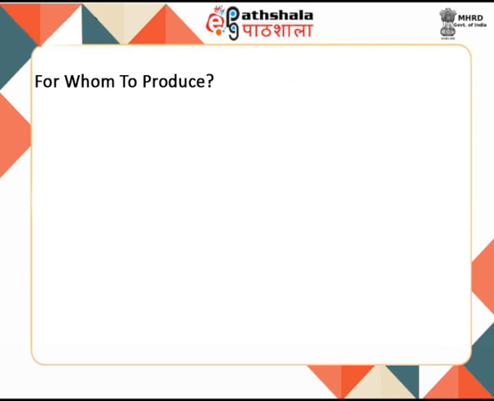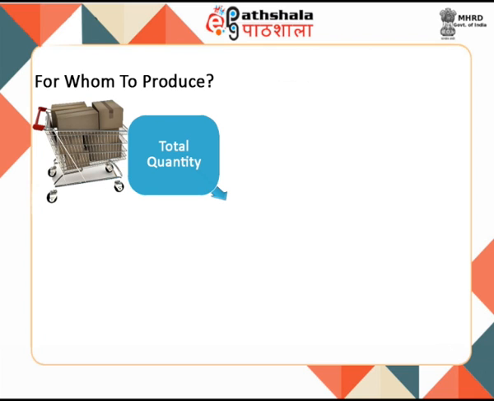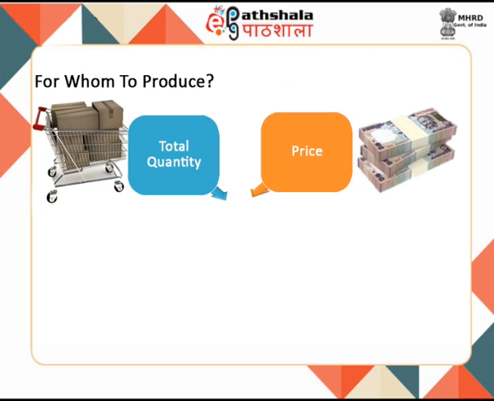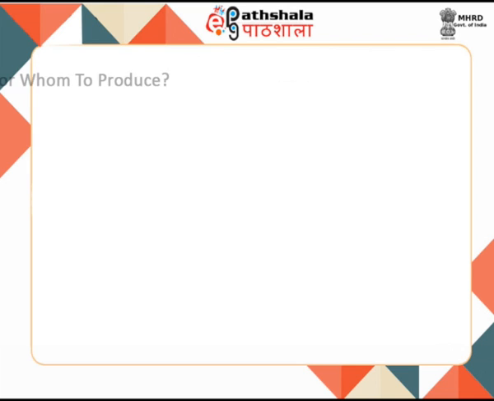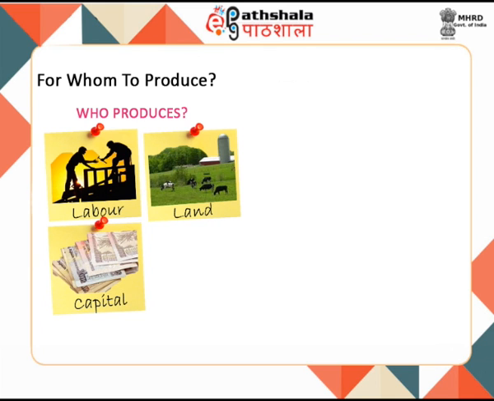For whom to produce? Once the price mechanism helps decide the earlier two questions, then the total quantity to be produced and its price is determined. Therefore, the value of the produce is determined, that is, P times Q. The question of for whom to produce needs to be understood well. In fact, the question needs to be inverted. The real question is who produces? Is production of goods and services exclusively due to labor, capital, or land, or is it the entrepreneur who is responsible for production?